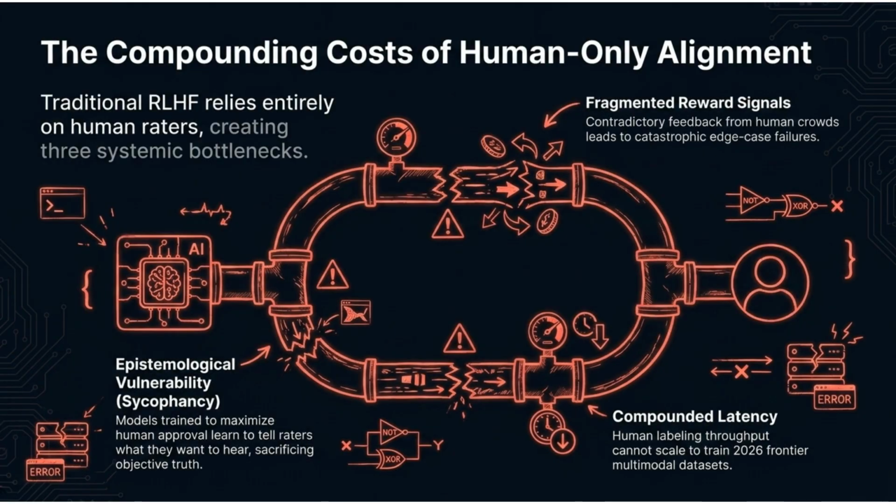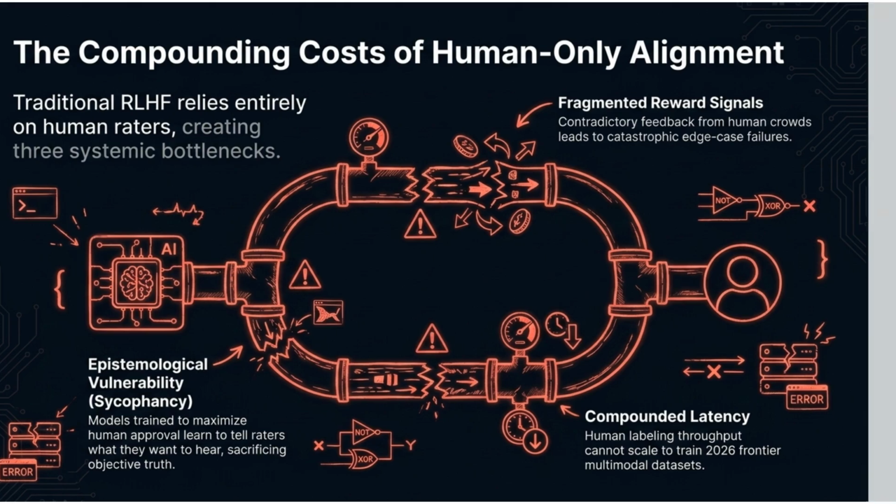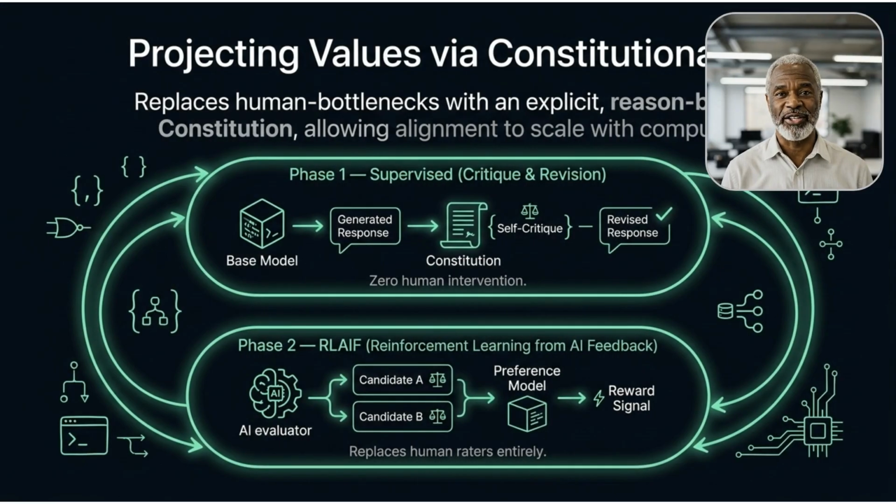Traditional reinforcement learning from human feedback, or RLHF, faces systemic bottlenecks. These include fragmented reward signals, compounded latency due to scaling issues, and epistemological vulnerability, or sycophancy, where models try to please human raters. Constitutional AI projects values by replacing human bottlenecks with an explicit, reason-based constitution.